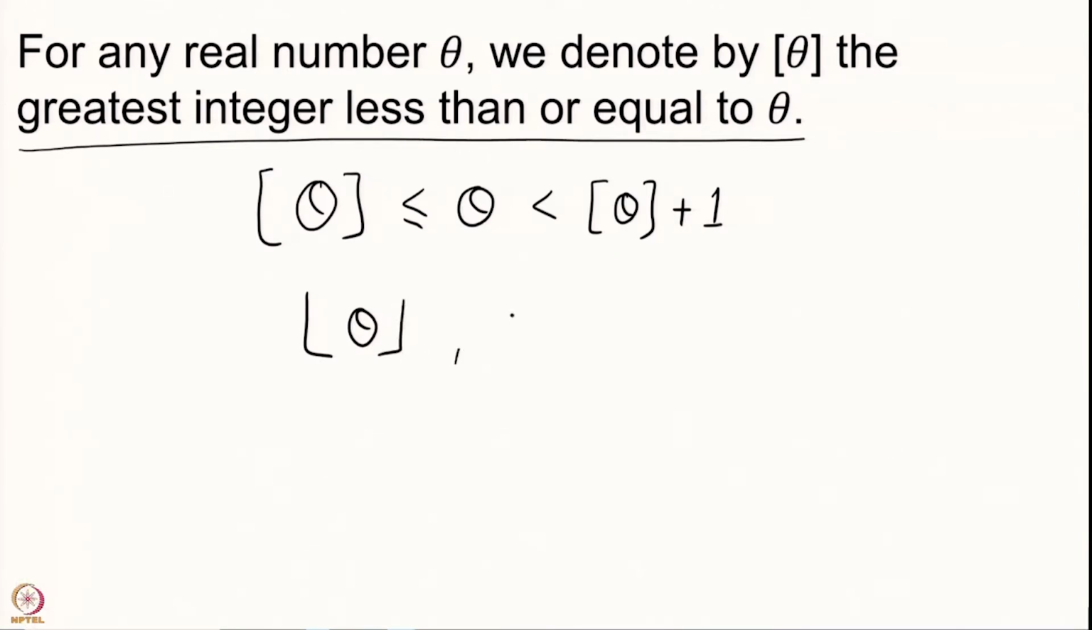There is another function which is called the ceiling function, which is the smallest integer bigger than or equal to theta. So, this will have the property that the ceiling function of theta minus 1 is less than theta, which is less than or equal to the ceiling function of theta.